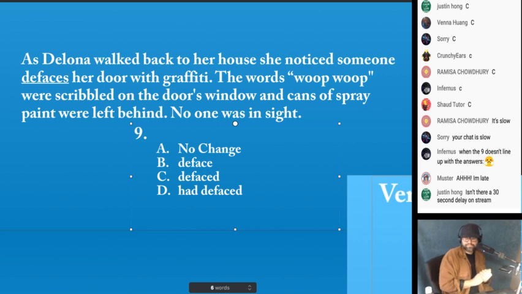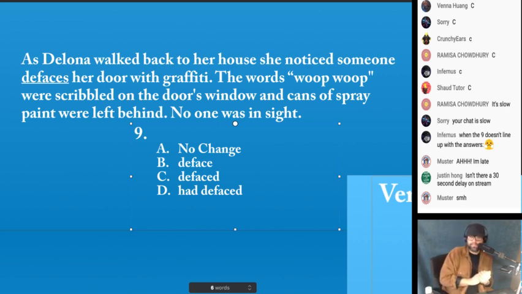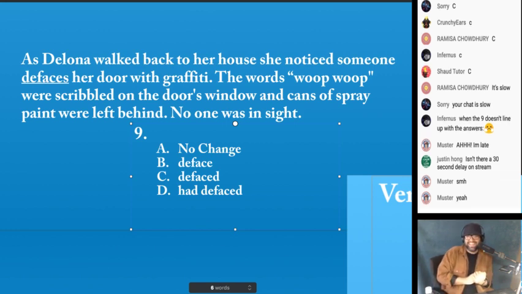What's up, Muster? Yeah, there's a 20-second delay. That's actually how it is in the SAT. They don't line up the question because there's supposed to be a question next to the number 9.